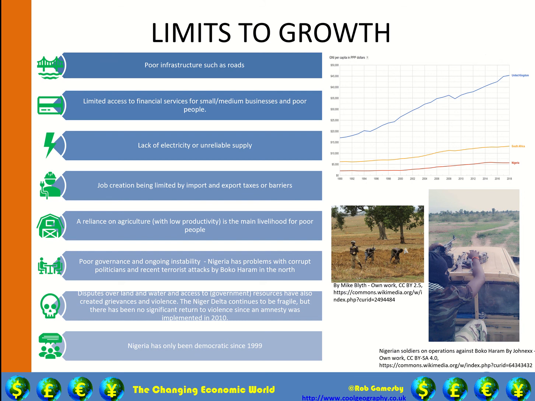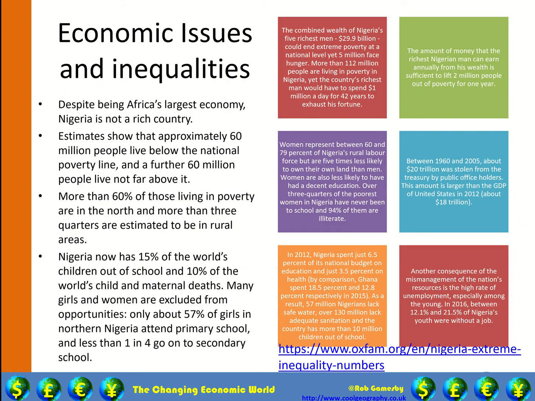It's got poor governance at times and ongoing instability. There's problems with corrupt politicians and terrorist attacks by a group called Boko Haram in the north. There's disputes over land and water and access to government resources. The Niger Delta continues to be fragile, and it's only been democratic for a short period of time.